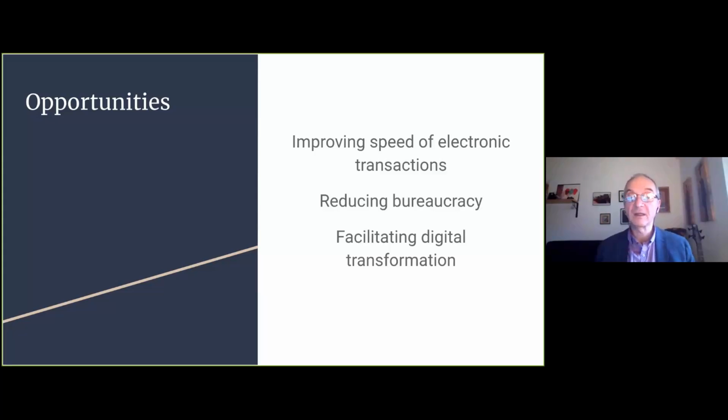But there is clearly a space for reducing bureaucracy and improving efficiency of electronic systems through shared platforms with the properties that blockchain has. And lastly, there is potential for blockchain applications, if all the other conditions are met and they are used in proper context, to facilitate digital transformation. So they can be a catalyst to replacing outdated, slow, bureaucratic existing information systems with something more efficient and more up to date.